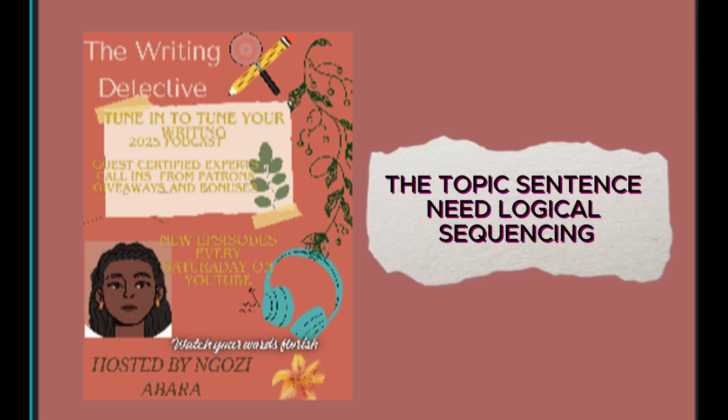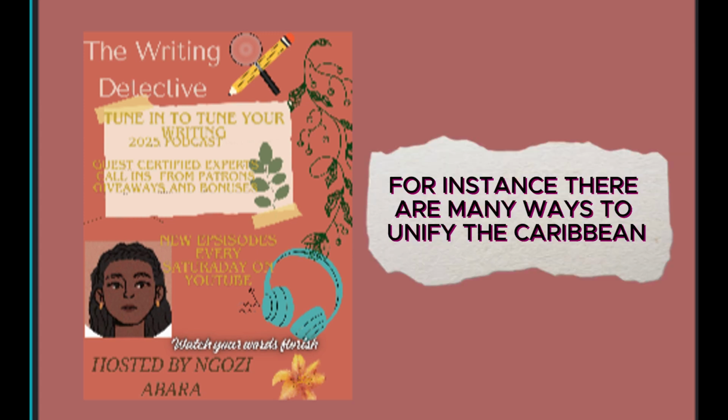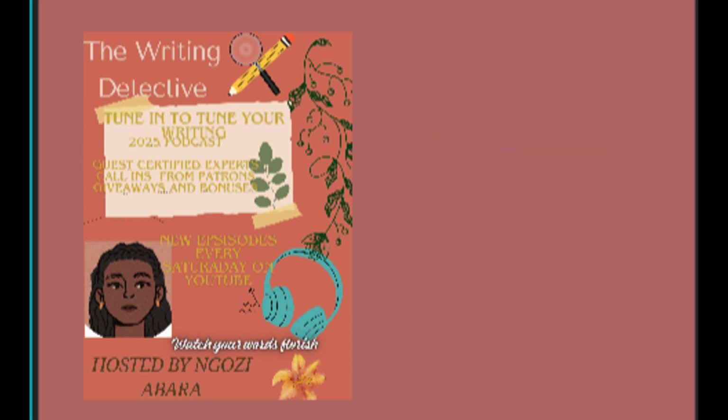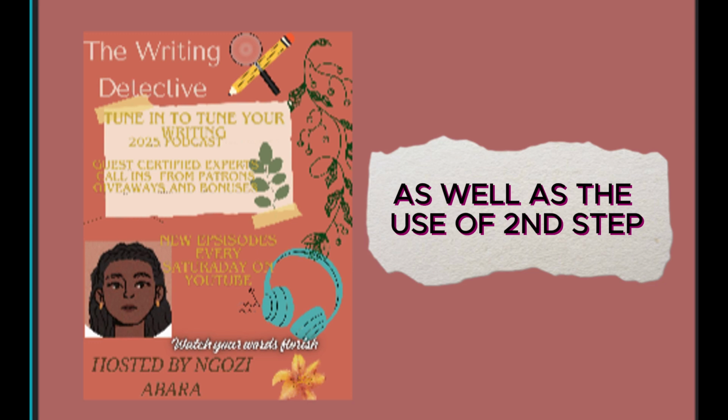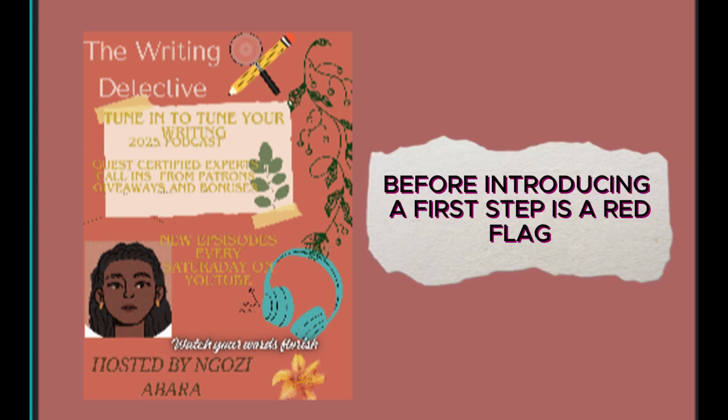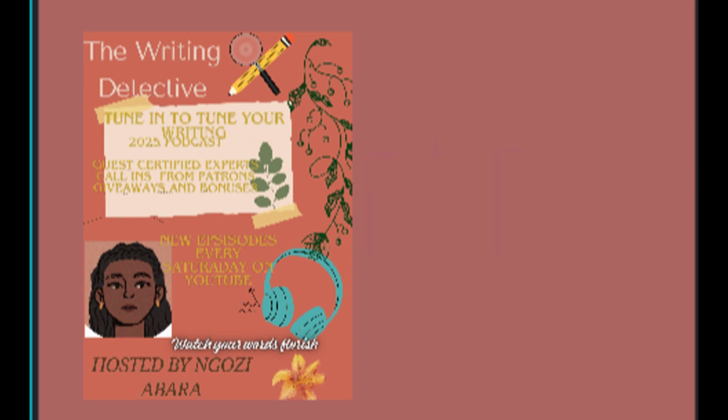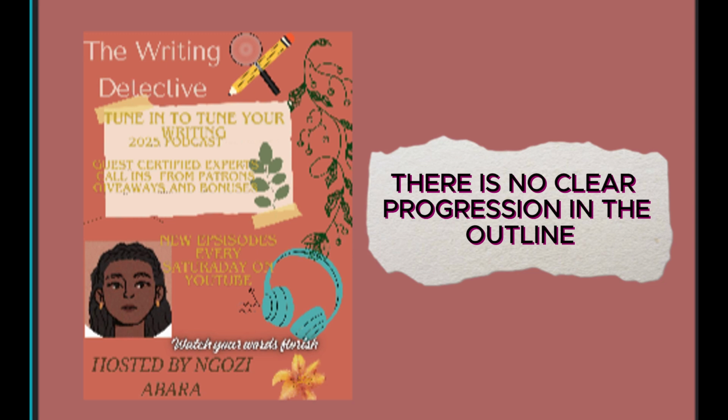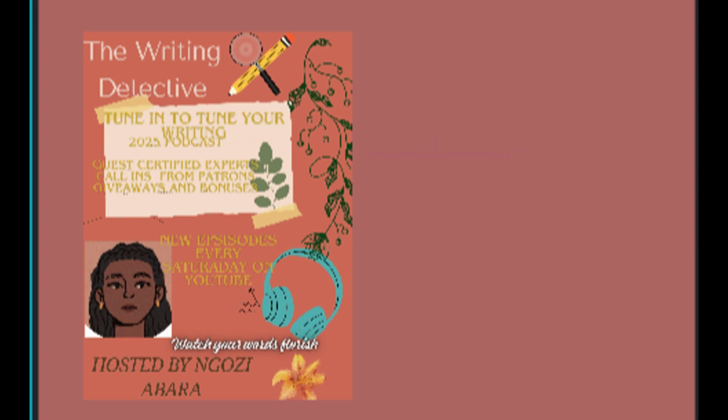The topic sentence needs logical sequencing. For instance, there are many ways to unify the Caribbean. It's vague. As well as that, the use of second step before introducing a first step is a red flag. There is no clear progression in the outline.